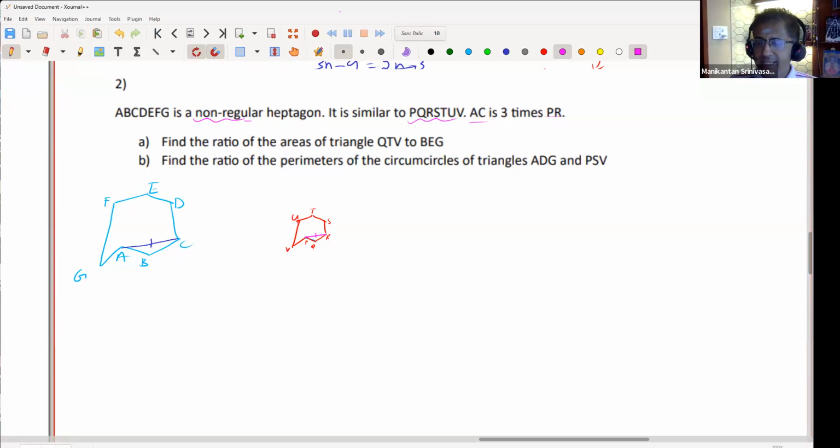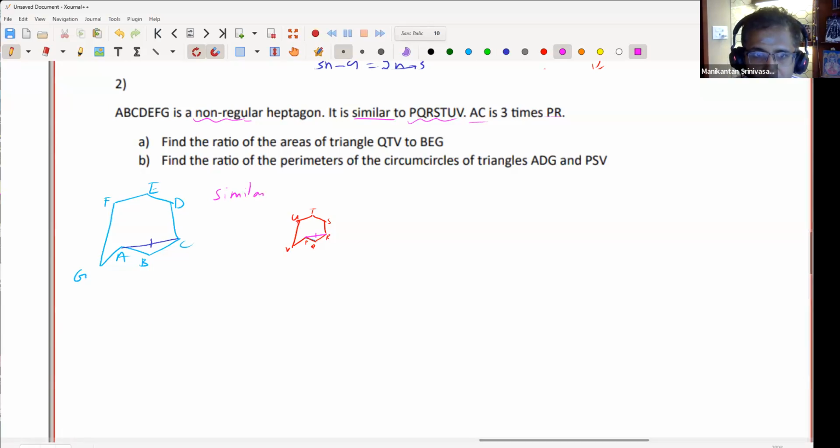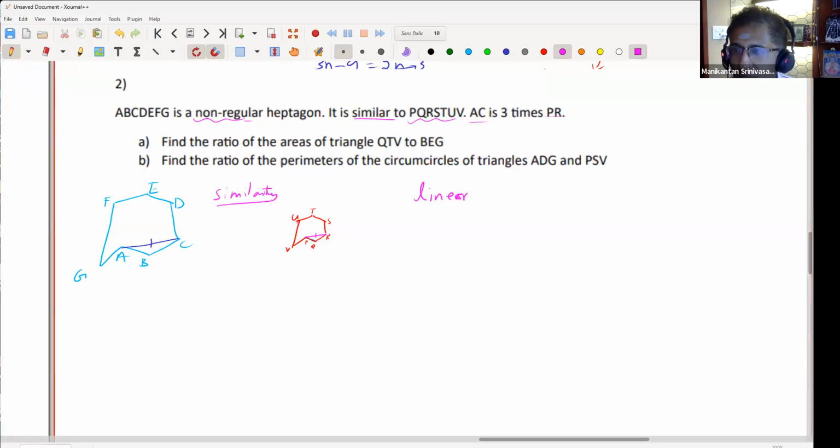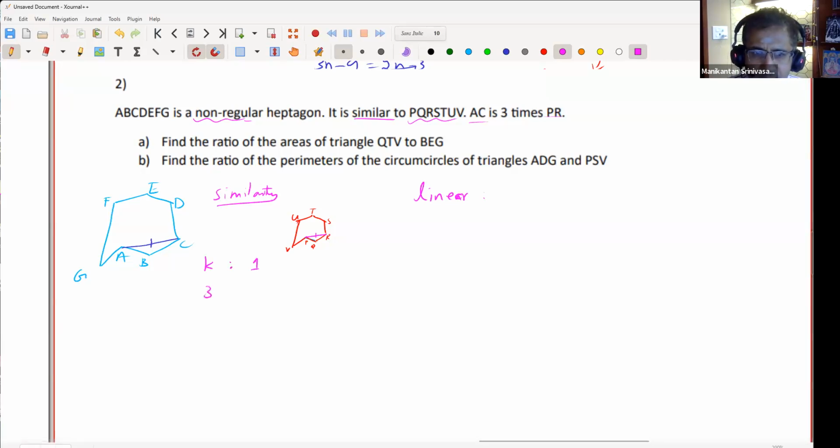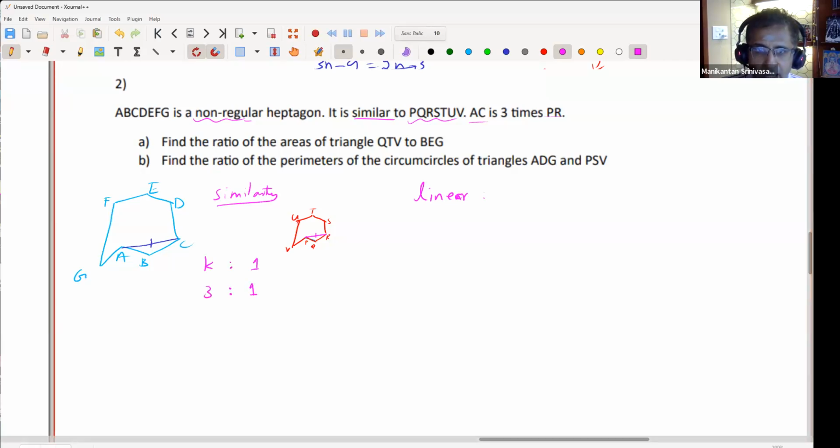Once this happens, we can use similarity, right? They are given to be similar. So if you have similarity, then what do we know? Anything that is in a linear dimension, meaning anything talking about any length, will be in the same ratio as the scale factor. In this case, the scale factor is 3 is to 1, right? So the larger one is 3 times the smaller one. So AC is 3 times the smaller one.